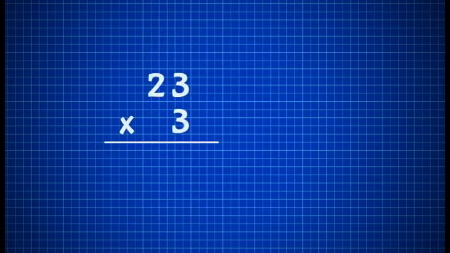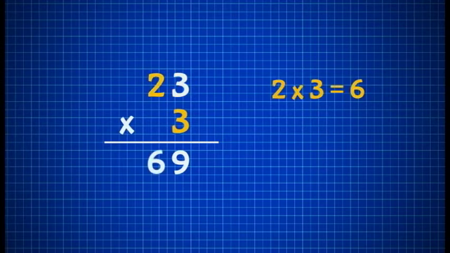Let's look at one example to see how it works. 23 times 3. We start with the ones place. 3 times 3 is equal to 9. We move on to the tens place. 2 times 3 is equal to 6. Combine it, we have 69.